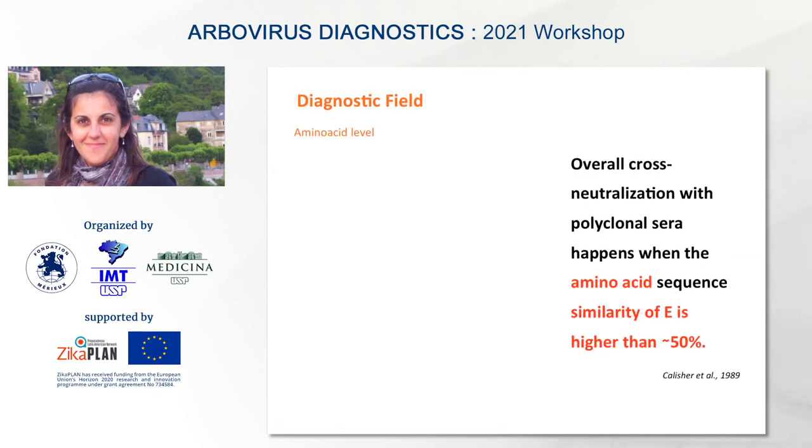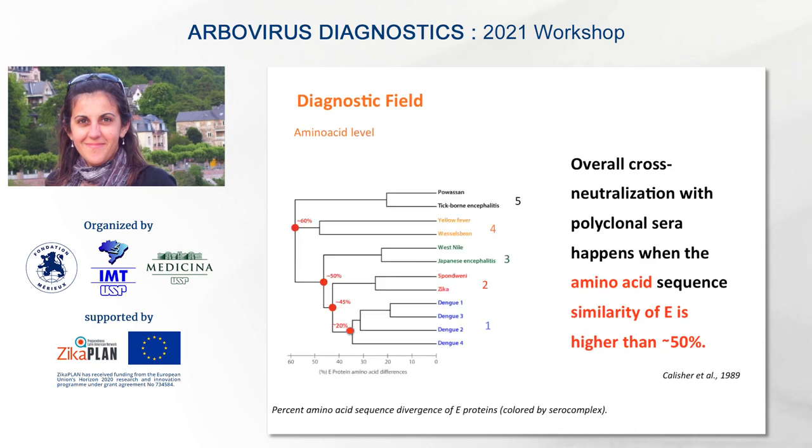Flavivirus is subdivided into serocomplexes, right? Assays using polyclonal sera found that the extent of cross-neutralization correlated with the level of amino acid conservation in the envelope region. So we can say that we can expect cross-reaction if the amino acid similarity is higher than 50% in the envelope gene. As you can see, it's a problem for Zika and dengue, which are more than 55% similar, but apparently it's not a problem when we want to analyze yellow fever in regions where, for instance, dengue or Zika are circulating at the same time. It's not supposed to cross-react.